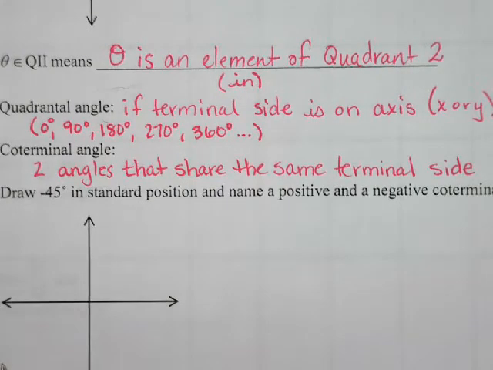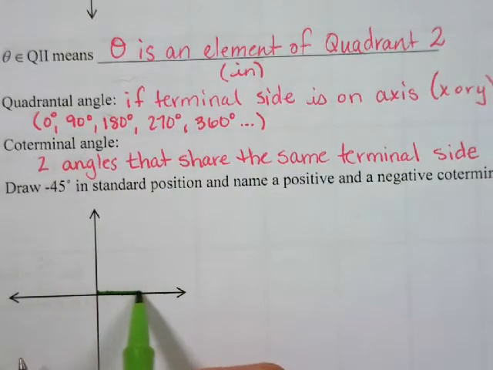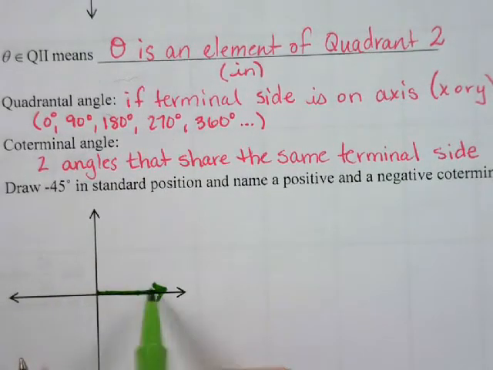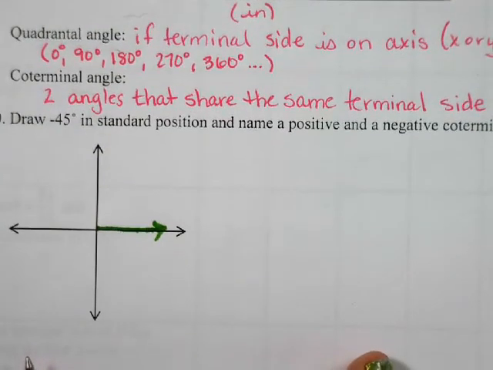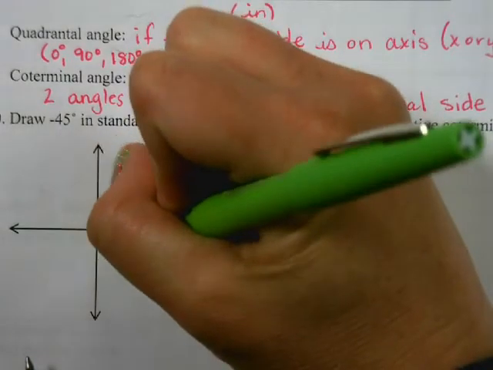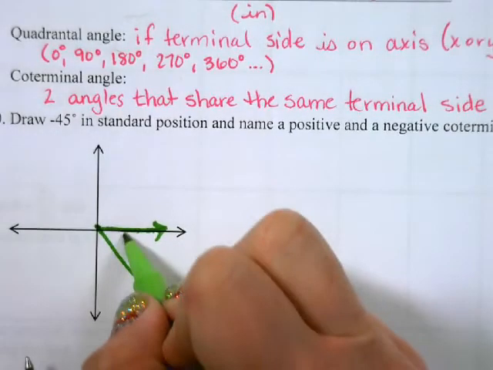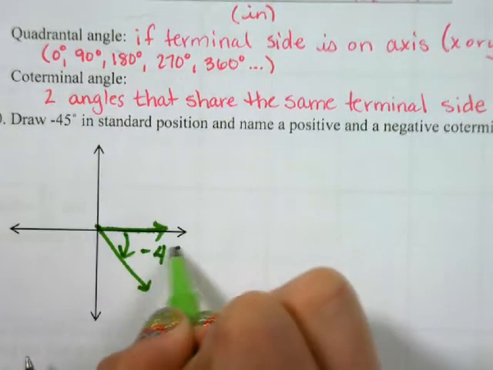So let's do an example here at number 10. It says draw a negative 45-degree angle in standard position. Standard position means it starts on the positive x-axis. Its terminal side is where the number of degrees is. Okay, so here I go. Standard position. There's my beginning. Negative 45 degrees. Remember, if we go up, it's positive. If we go down, it's negative. So if I go here, this guy is negative 45 degrees.